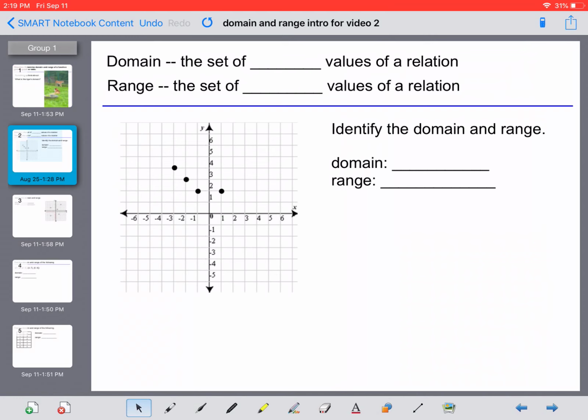Now, the domain is defined as the set of input values of a relation, and the range is defined as the set of output values of a relation. Inputs we think about as x values, and outputs we think about as y values. Now, what I've got on this graph shown is just a set of 4 points. And if we wanted to find the domain, we would just say, okay, what are the x values where those points are? And if I wanted the range, I would say, what are the y values where those points are?